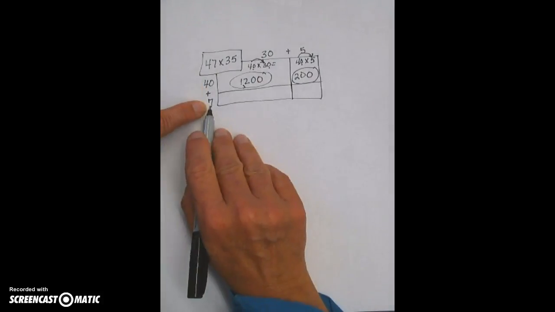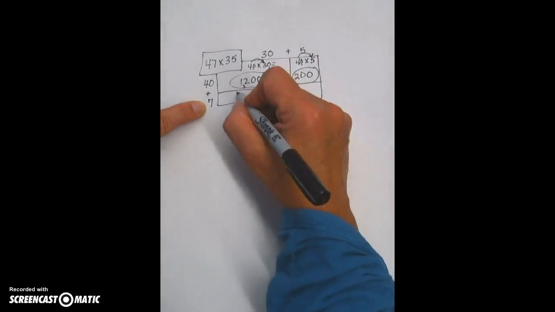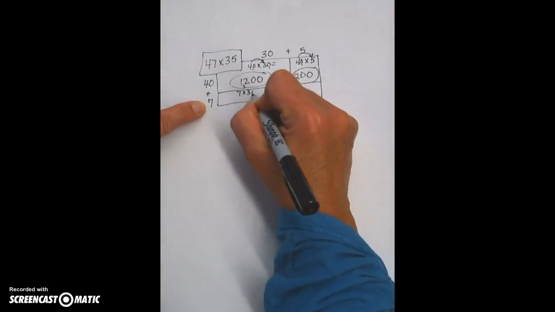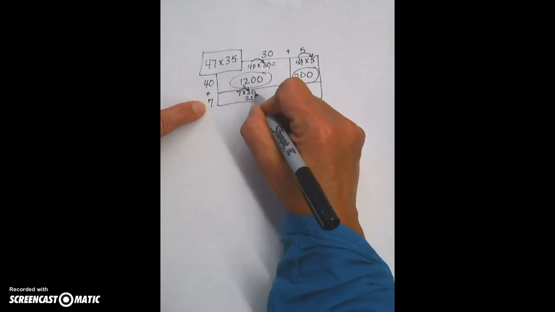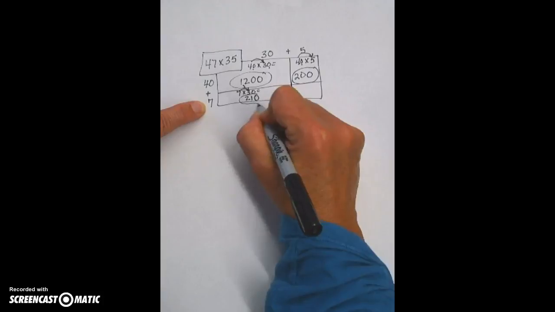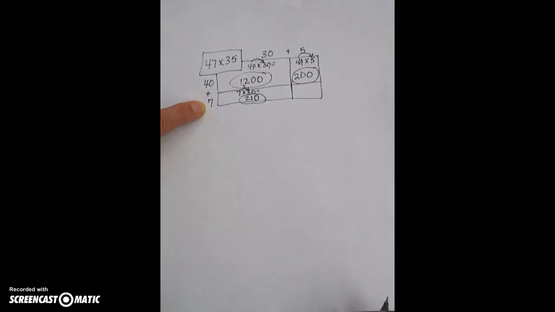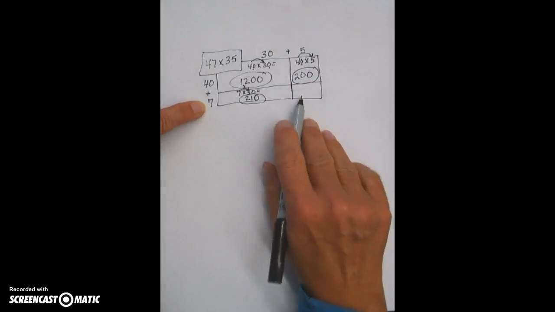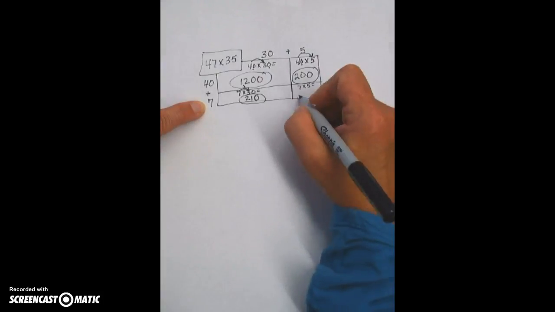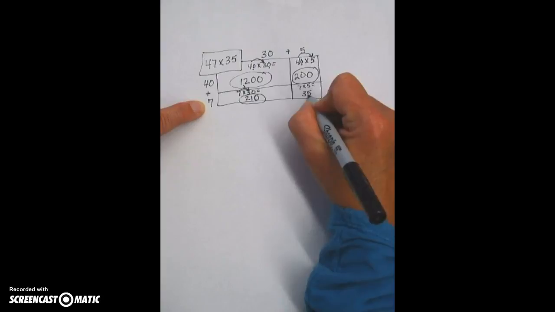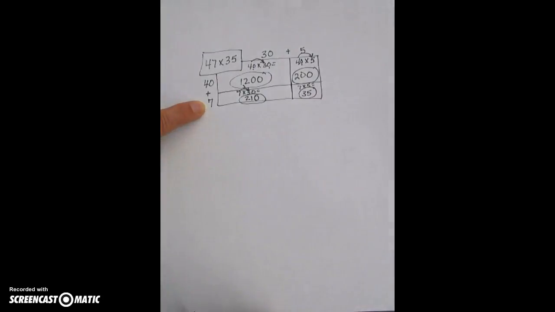Now I've got 7 on the side of the box and 30, so it's going to be the same as 7 times 30. 7 times 3 is 21. I add in 1 zero placeholder, and I get 210 in that box. Now I've got 7 on the side and 5. 7 times 5 is a quick multiplication fact, 35, and you now have the multiplied sections of each part of those numbers. Now all I've got to do is add them up.